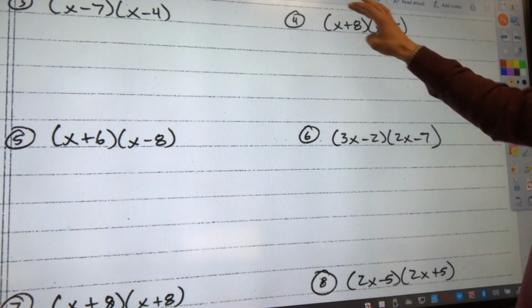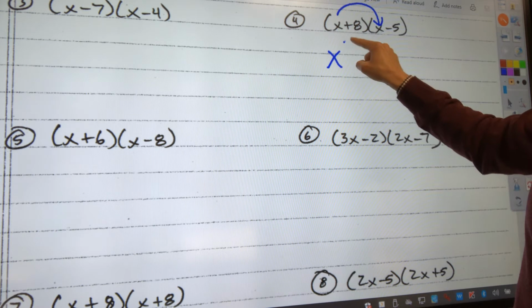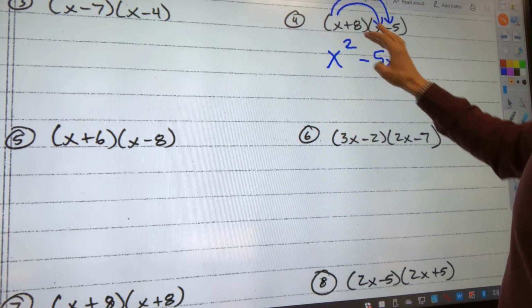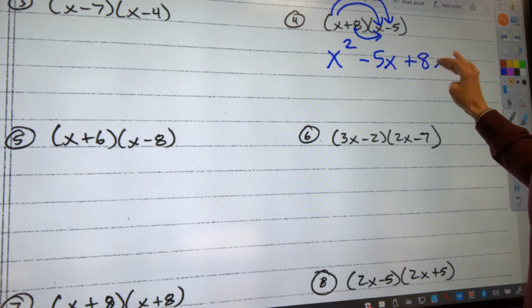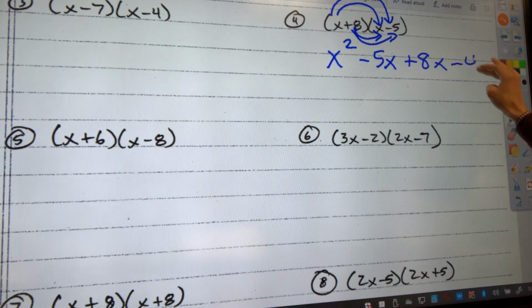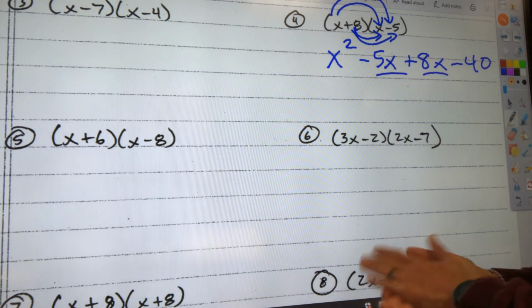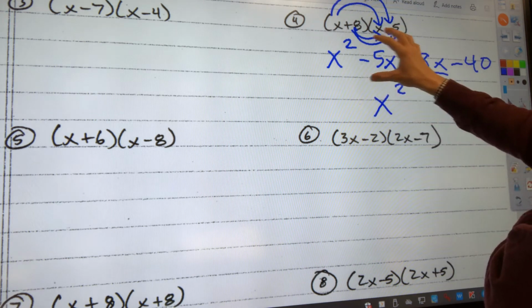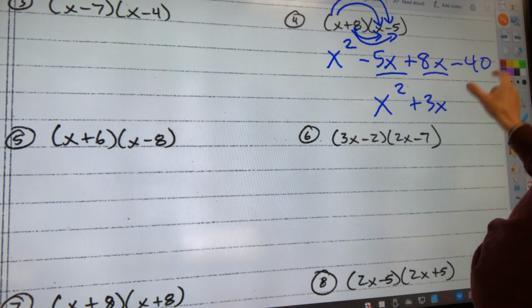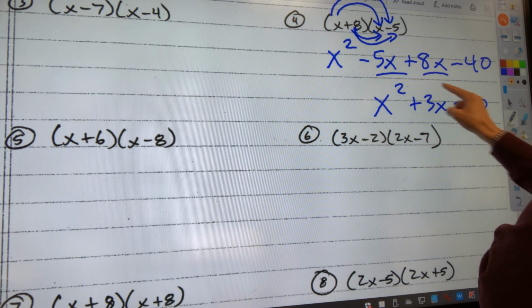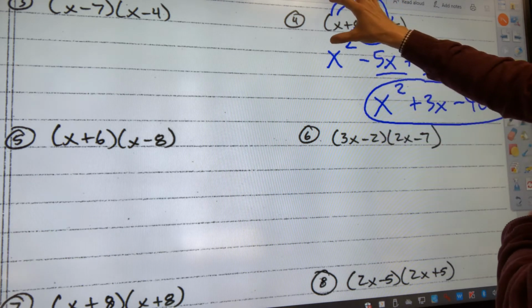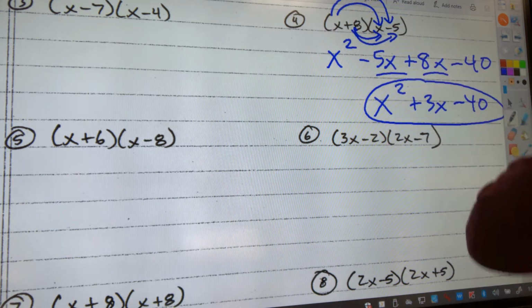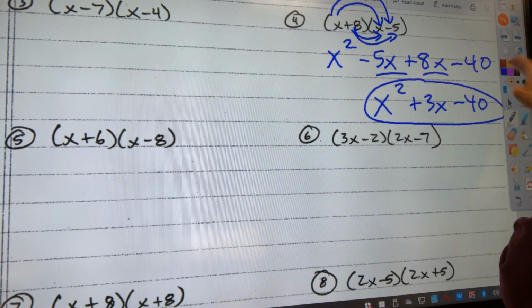FOIL, because we got the first, x times x is x squared, not 2x. X times a negative 5 is a negative 5x. 8 times x is 8x. 8 times negative 5 is a negative 40. Combine like terms, the middle terms there should combine. Negative 5 plus 8 is a positive 3x, minus 40. We have a binomial, 2 terms, times a binomial. 2 times 2 should give you 4 terms, which usually simplifies. And that's what we got.